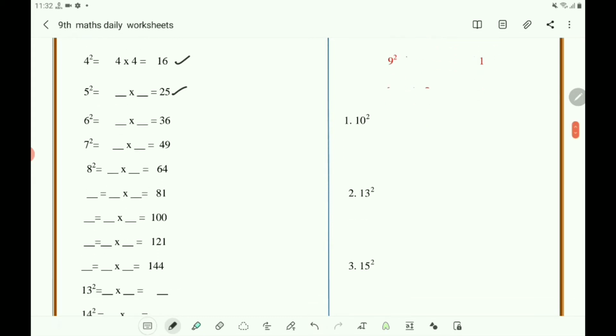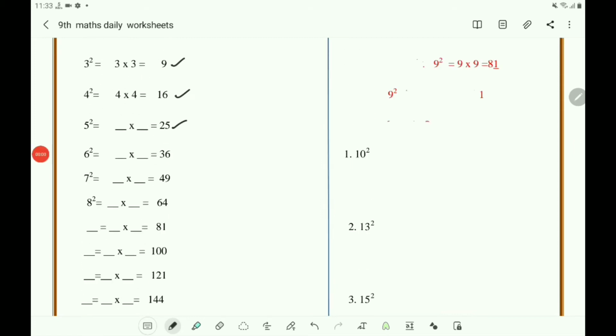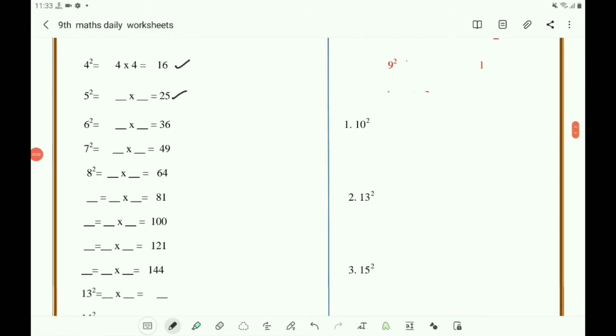Fill in the blanks. And here 81 is there. You must know 81 is a square of 9. So you write that 9 square equals 9 into 9. That is the hint given for you. In this way complete all the blanks. In this way write 8 square equals dash into dash.